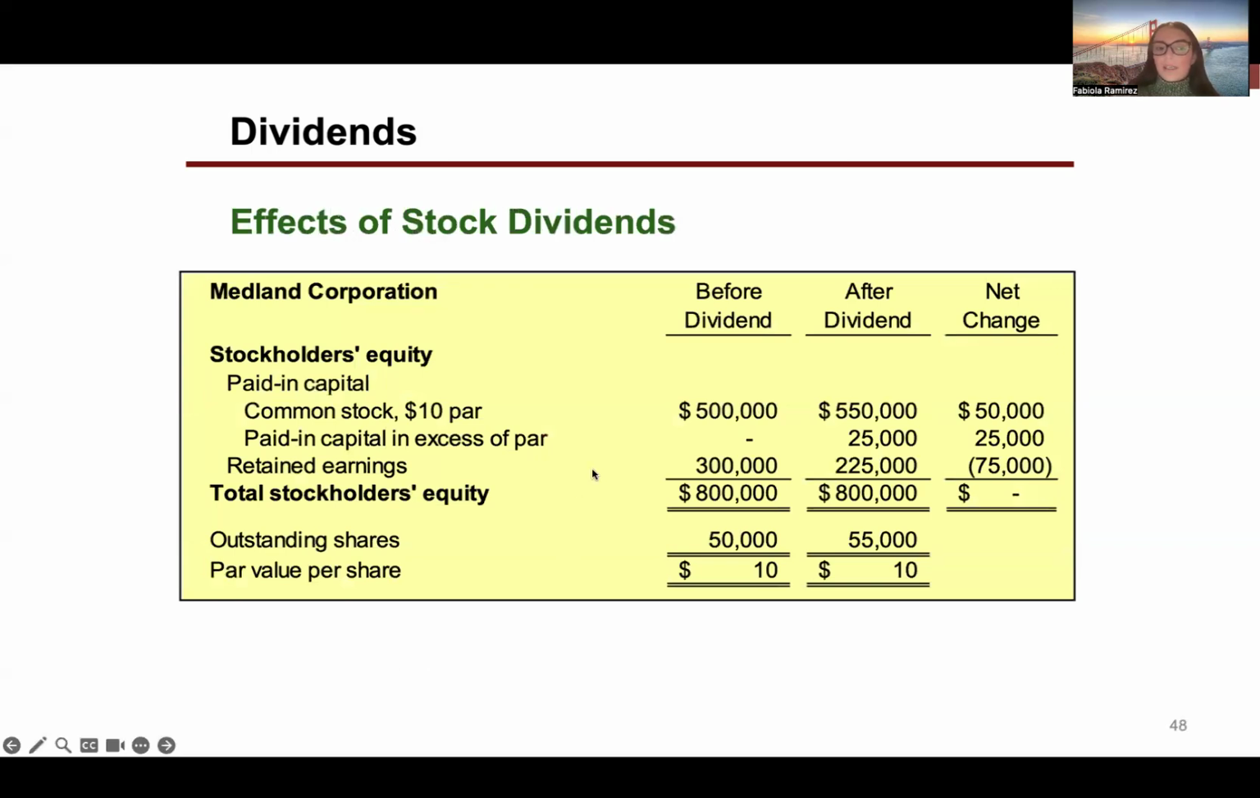Just want you to take a look at the effect of stock dividends. Before the dividend, we have $800,000 of total stockholders' equity. And after the stock dividend, we still have $800,000 worth in stockholders' equity. The only difference is the number of outstanding shares.